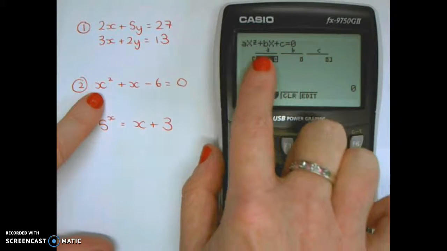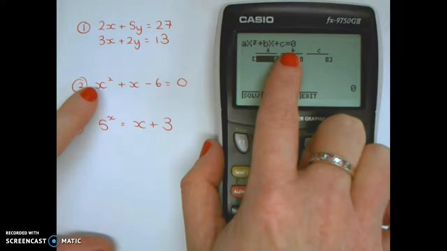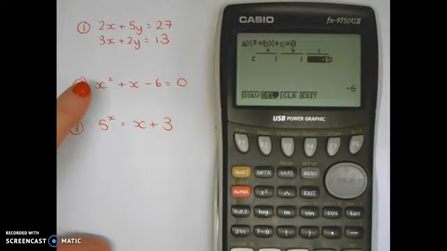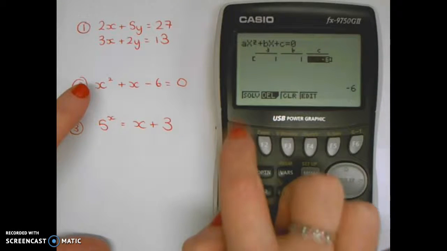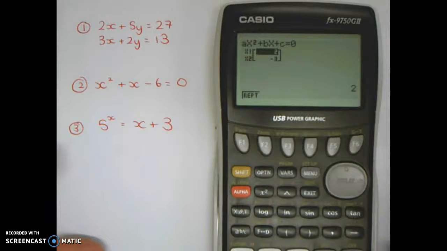And then all we're doing is typing in the coefficients of x squared, x, and the number. So in this case, it's going to be 1, 1, minus 6. And then all we're going to do is solve that one. So 1, 1, minus 6, let's solve it. And it tells us we've got two answers, x is 2 or x is minus 3.